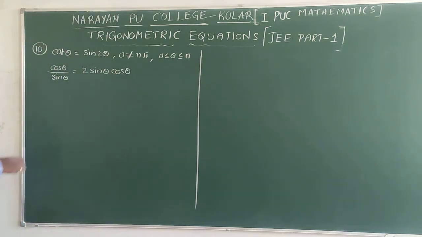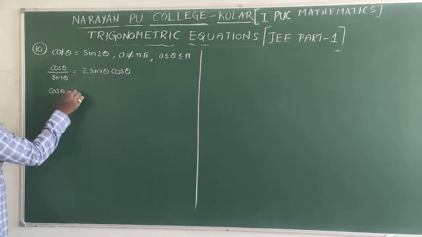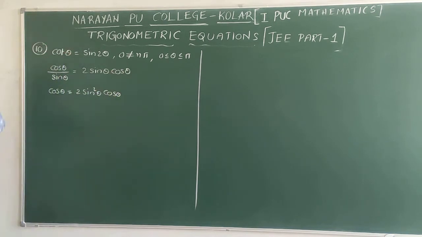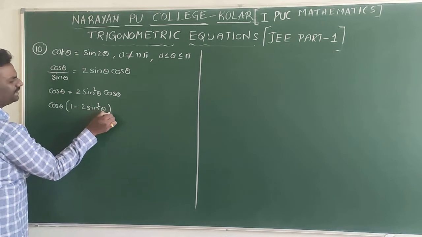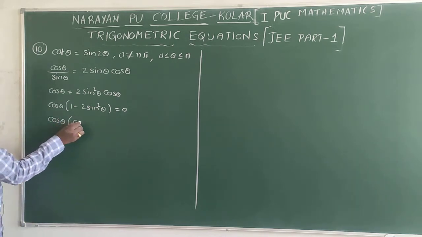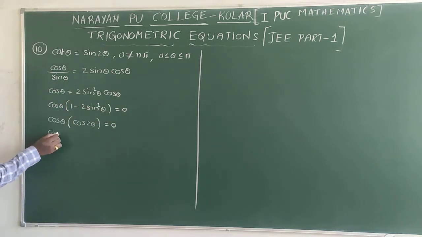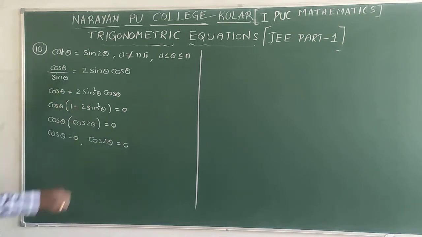So here from this I can write cos theta is equal to 2 sin square theta into cos theta. Don't cancel this. Now if you take cos theta common, 1 minus 2 sin square theta equals to 0. Now cos theta into cos 2 theta is equal to 0. Here cos theta equals to 0, cos 2 theta equals to 0.